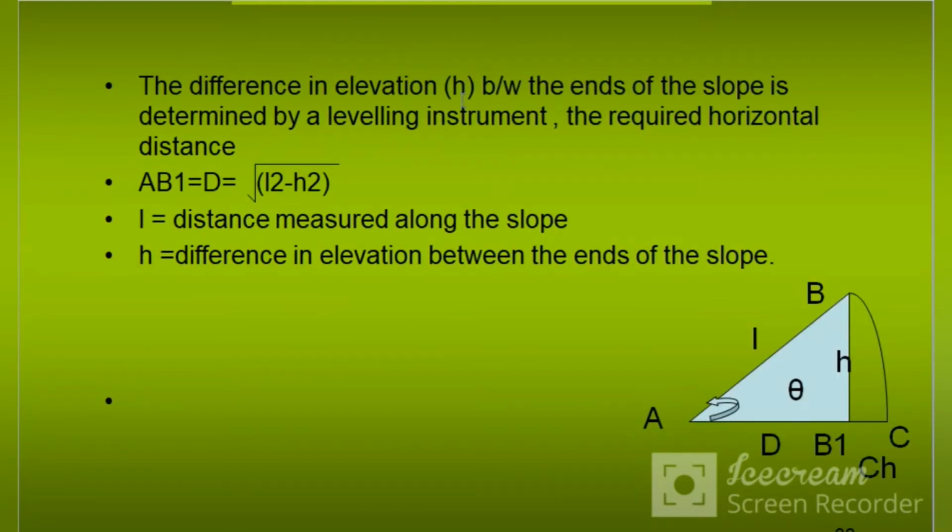The difference in elevation h between the ends of the slope is determined by a leveling instrument. The required horizontal distance is equal to AB1, which is equal to D, which is equal to the square root of l squared minus h squared. l is the distance measured along the slope and h is the difference in elevation between the ends of the slope. That is very clear.